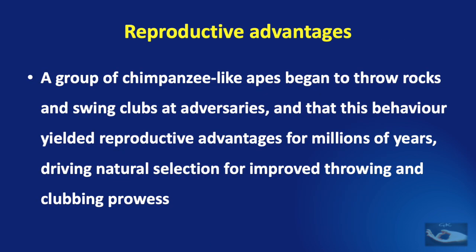A group of chimpanzee-like apes began to throw rocks and swing clubs at adversaries, and this behavior yielded reproductive advantages for millions of years, driving natural selection for improved throwing and clubbing prowess.